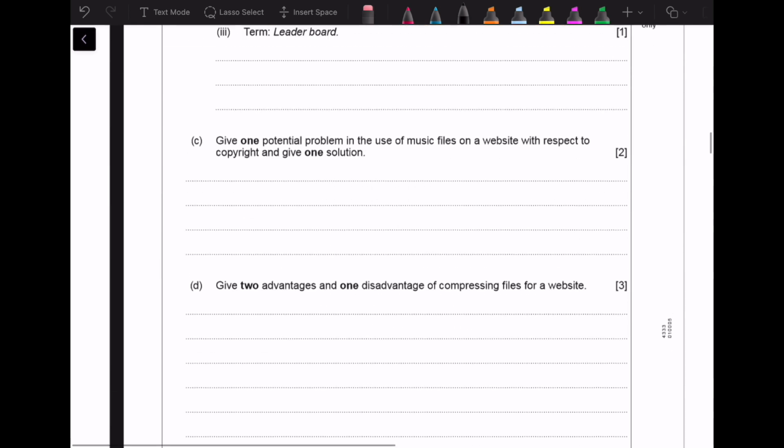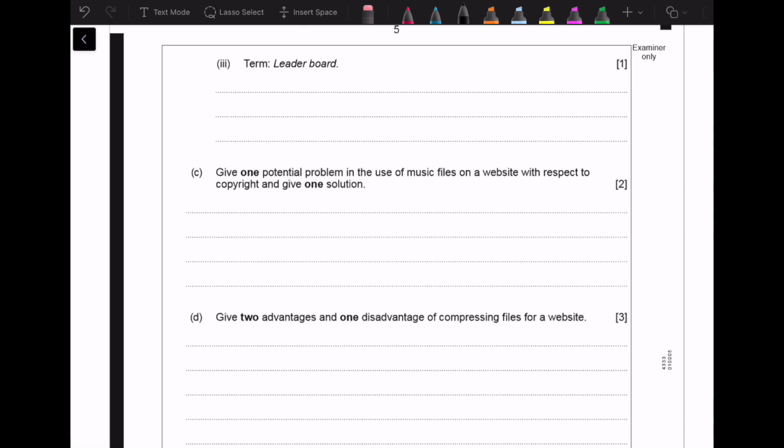Okay, let's have a look at the next one. What is a leaderboard? Okay, so a leaderboard is a banner which is always at the top of the web page. So this is a banner which is at the top of a web page.